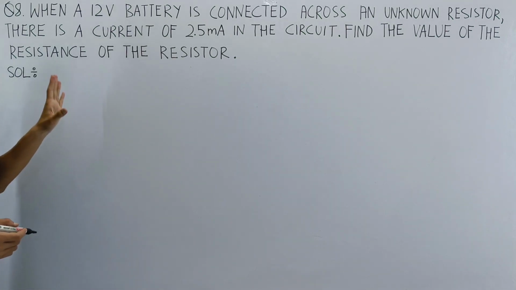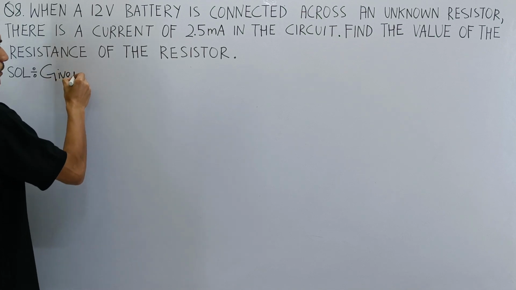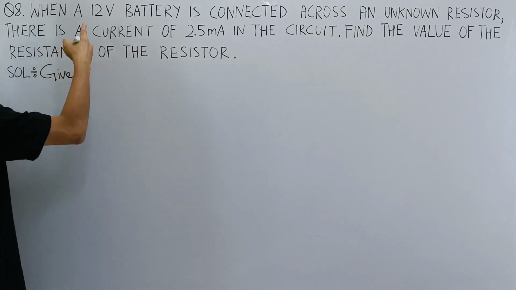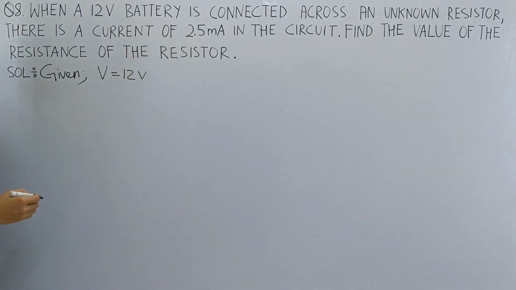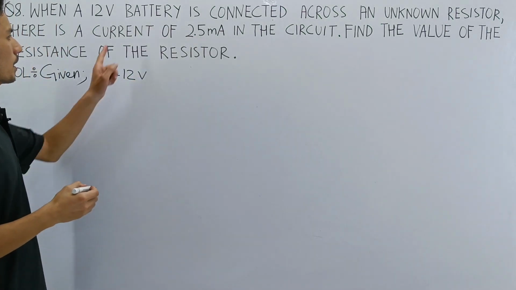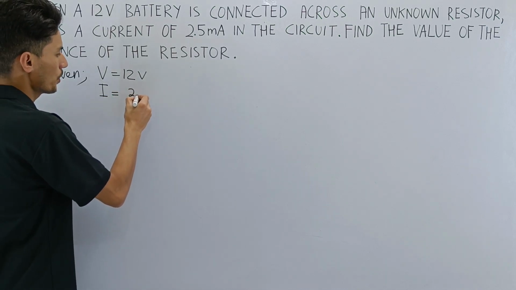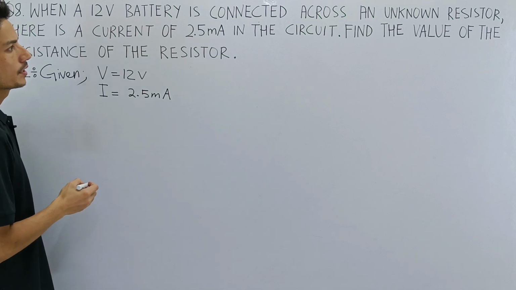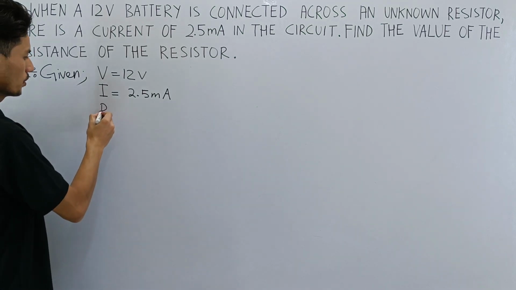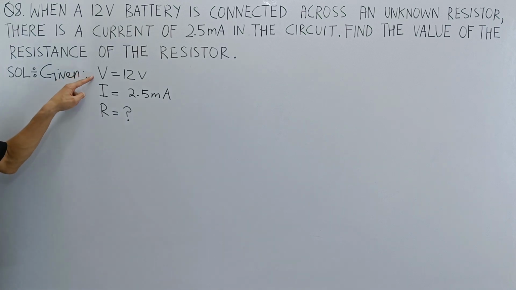All right, so let's first write down whatever values are given to us. So we write given. What is given to us? Potential difference is given to us. V is given to us, 12 volt, and then current is given to us. I is given to us. It's 2.5 milliamperes. And then what we're supposed to find? We're supposed to find the value of R. See, this is direct Ohm's law. V is equal to IR, isn't it? So we'll be using Ohm's law here.